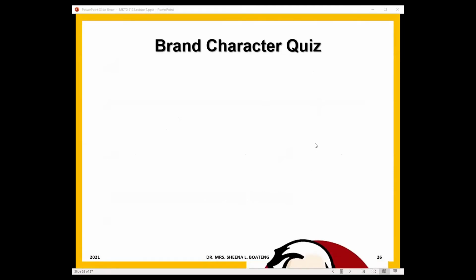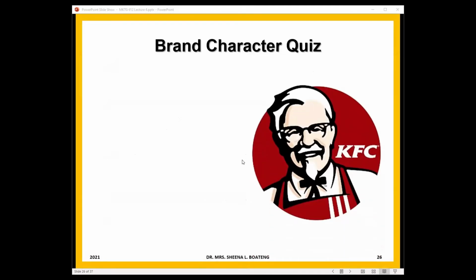So first off, what is the name of this character? KFC. What is his name? KFC is the name of the company. What's the name of the character? Colonel Sanders. Colonel Sanders, right? And he's associated with the KFC brand. And this character is based on a real life person, isn't it? Yep. Good, because Colonel Sanders is actually the one who started the brand.